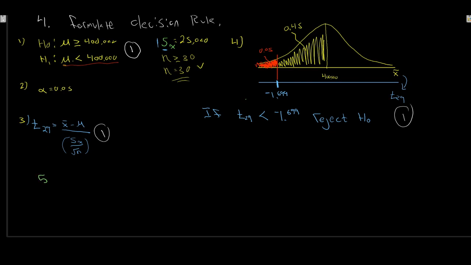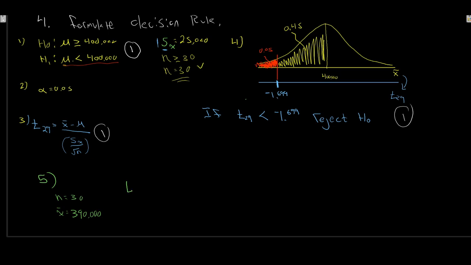Finishing off, step 5, what are we going to be doing? Same thing we did before. We had our sample size of 30, and we had our value of x bar of 390. I was going to change it up just to play around with things a bit, but let's keep it the same. X bar of 390,000.